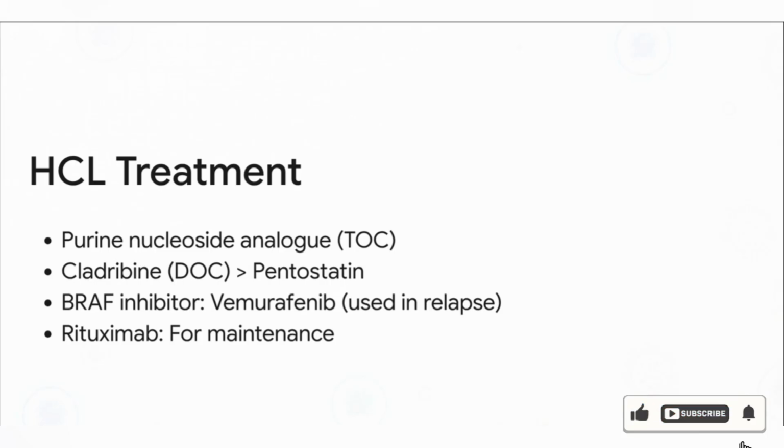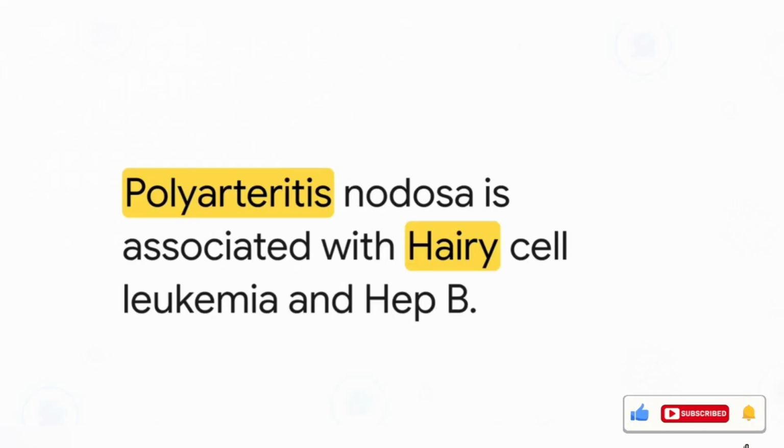If the disease relapses or doesn't respond well, we look at the genetics, specifically a BRAF mutation, and we use a BRAF inhibitor like vemurafenib. And finally, for maintenance therapy to keep the disease at bay, we use the monoclonal antibody rituximab. Before we wrap up, I want to give you one critical final exam pearl that integrates systemic medicine with pathology. This is exactly how top rankers study. Polyarteritis nodosa, or PAN, a medium vessel vasculitis, has a known clinical association with both hairy cell leukemia and hepatitis B. Examiners love cross-linking topics like this.